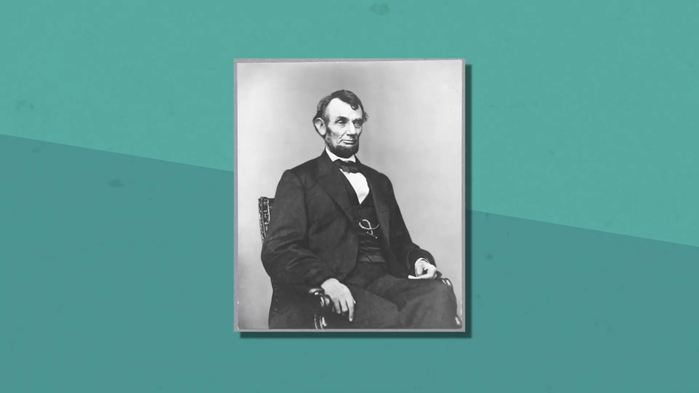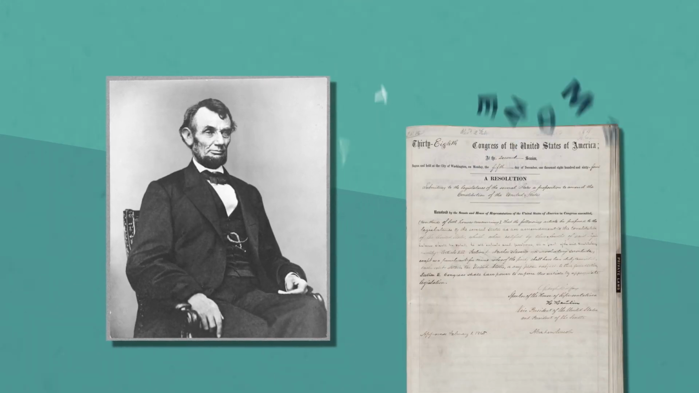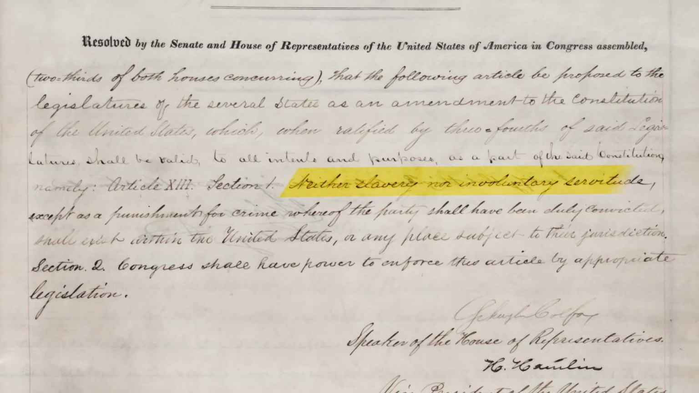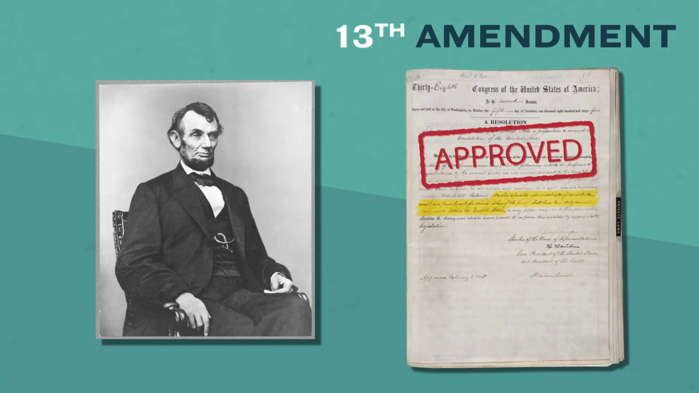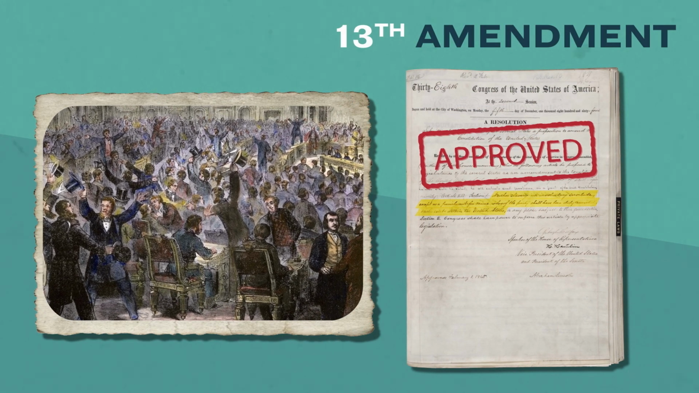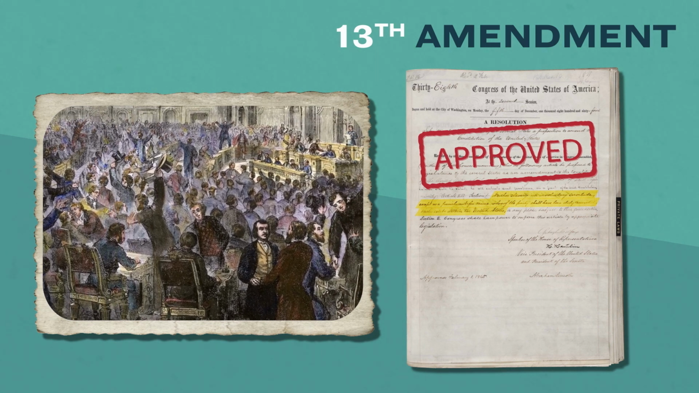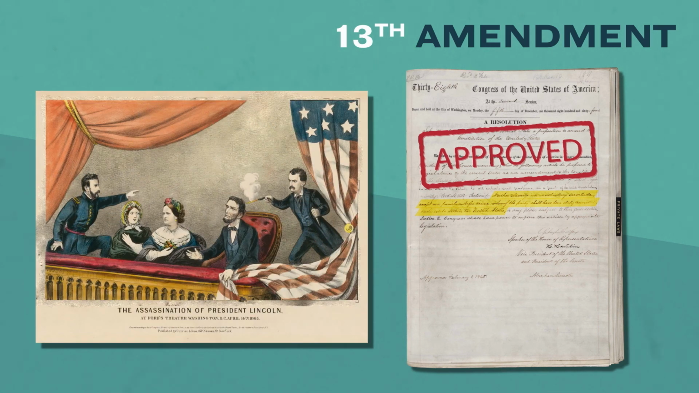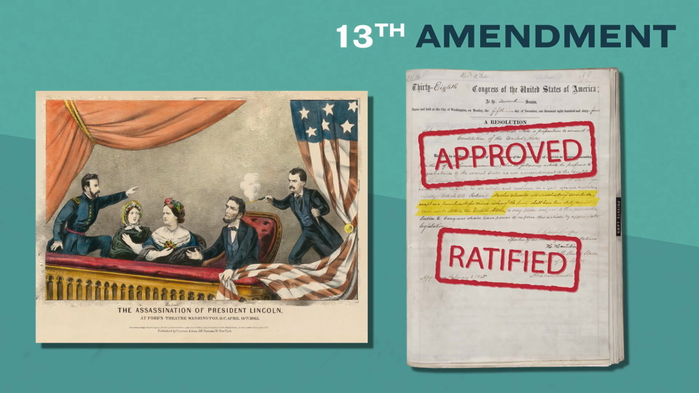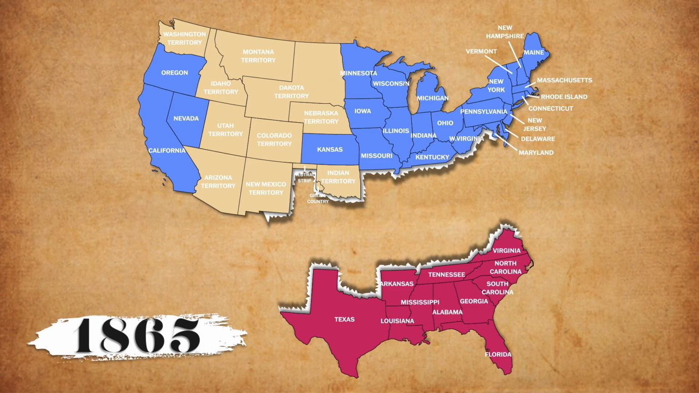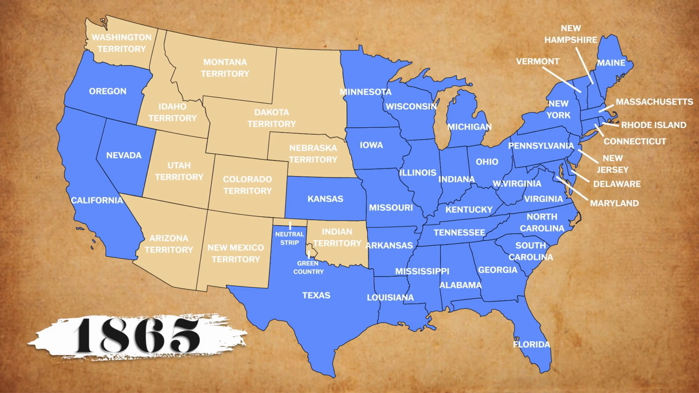After 4 long years of bloodshed, President Lincoln proposed an amendment to the Constitution to abolish slavery forever. Congress approved it in January 1865. The 13th Amendment became Lincoln's legacy to the nation. After an assassin's bullet cut him down in April 1865, it was ratified by the states that December. When the Southern states eventually returned to the Union, they were no longer allowed to claim human beings as property.